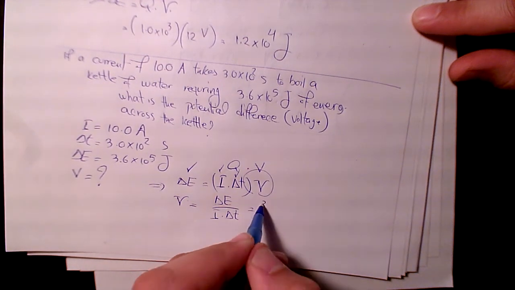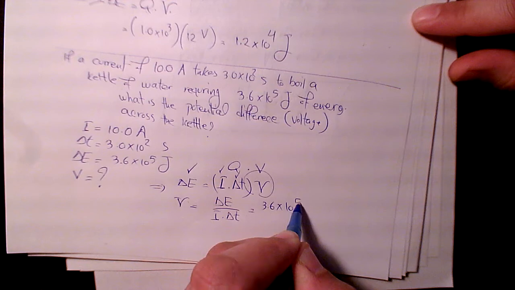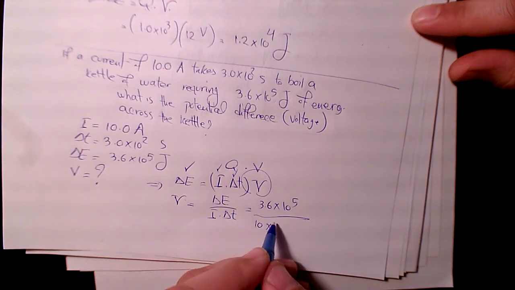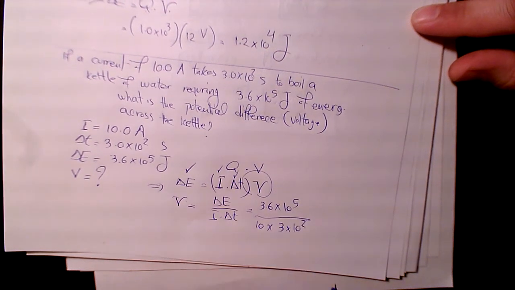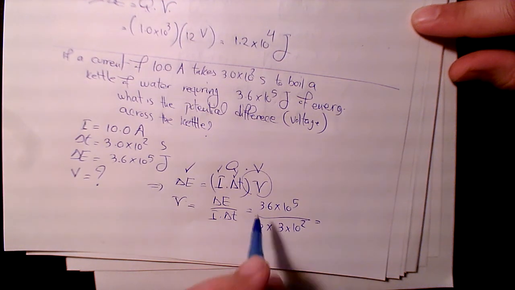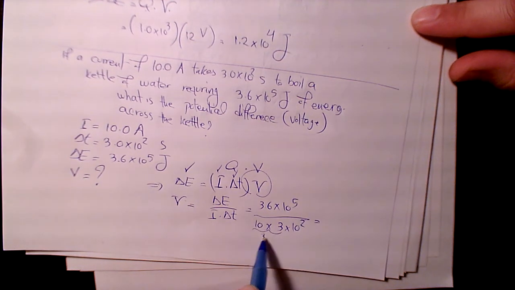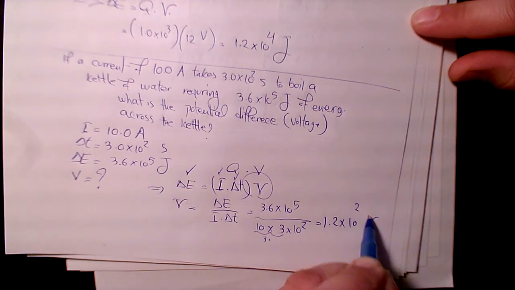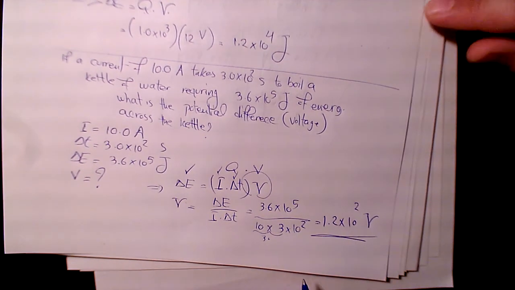So delta E is 3.6 times 10 to the power of 5, divided by I, which is 10, times delta T, which is 3 times 10 to the power of 2. So it will be 3.6, here is going to be 30, it's going to be 1.2 times 10 to the power of 2 volts. So that's going to be the final answer.